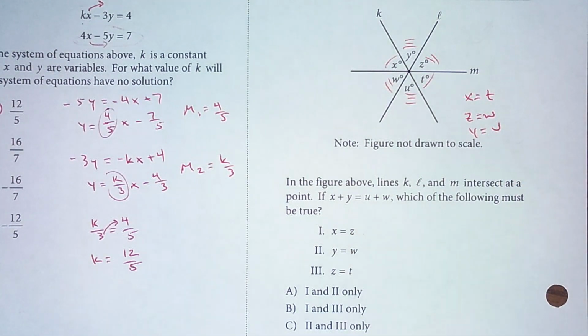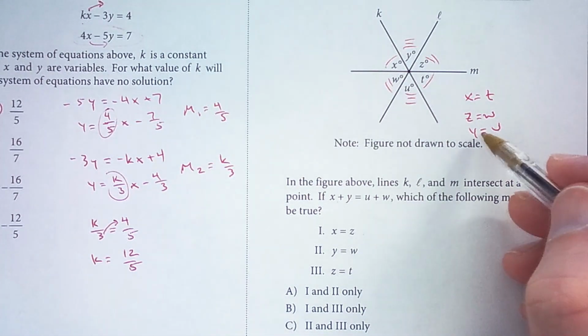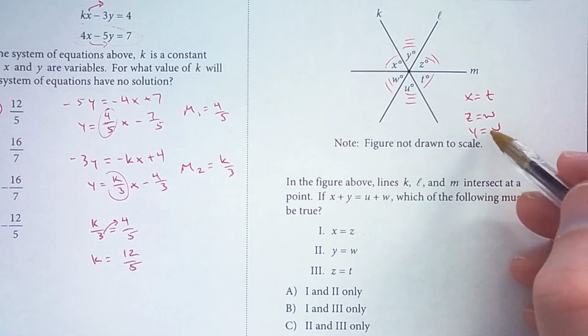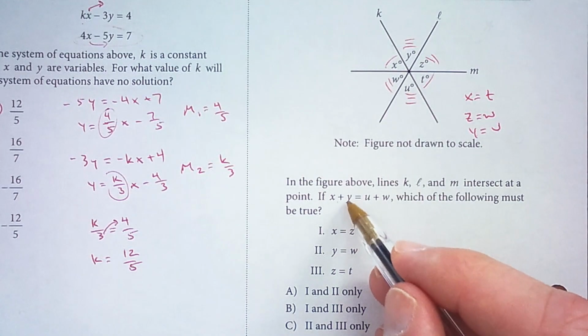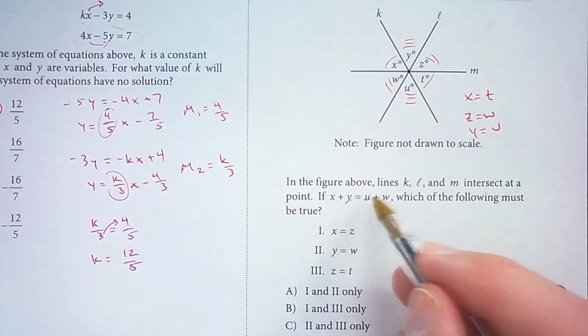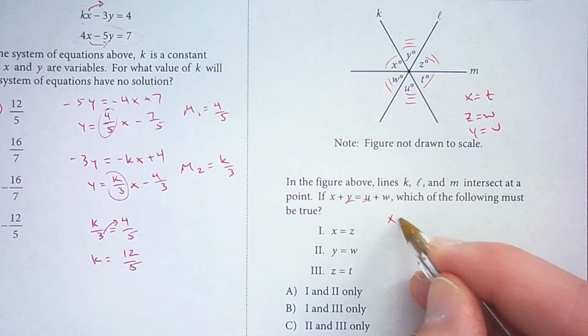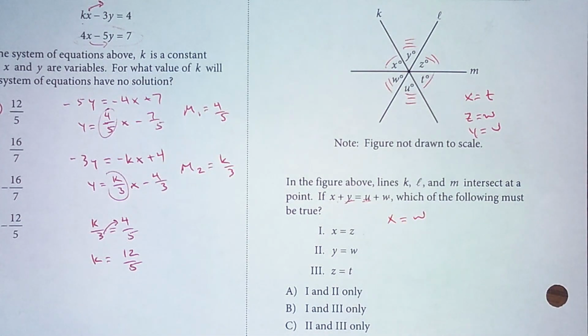Now none of those actually match this, so we'll have to do a little bit more work. But we know that x plus y is equal to u plus w. Now look, y and u are the same. So if x plus y equals u plus w, I'm adding the same value to x and w, then x must be equal to w. Now that still doesn't quite match anything in our list.